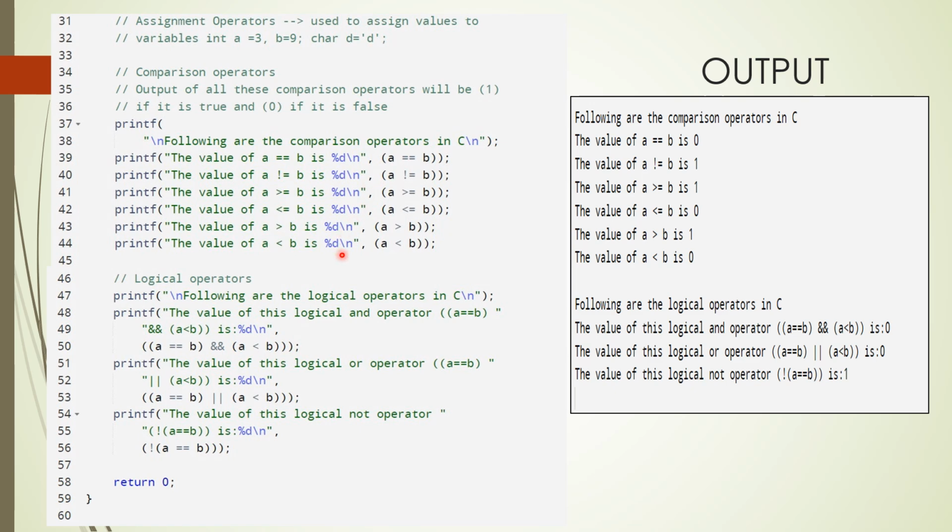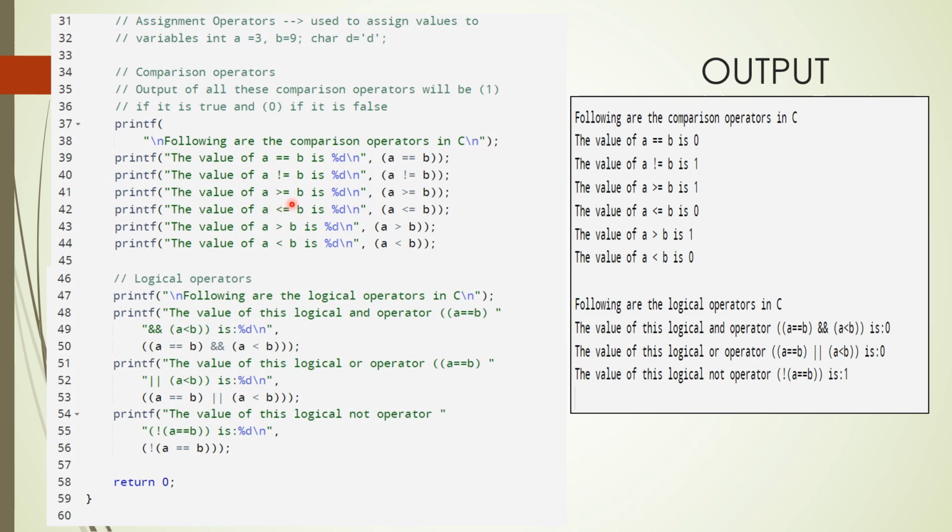See, this is the example for the relational operator and the logical operator. Relational: a double equal to b. If I have the values 3 and 9, I'm just going to check whether they are the same or not. It is not the same, so the answer is false. Next, we'll be checking the OR operation, and it is becoming 1 because it is the OR operation.